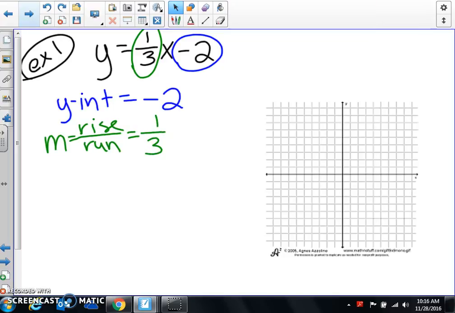So I always start with my y-intercept. So I'm going to go to the y-axis, and I'm going to plot negative 2. So the y-axis, I go down to negative 2. That's my first point. Now, my slope is 1/3. I rise 1, I run 3. Rise 1, run 3. And then I do the opposite. So if I was rising 1, running 3, I'm now going to fall 1, go to the left 3.